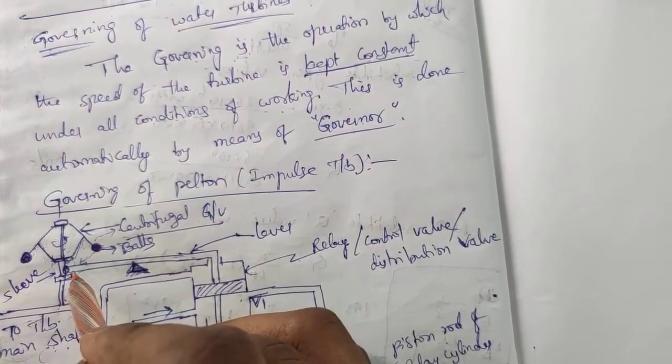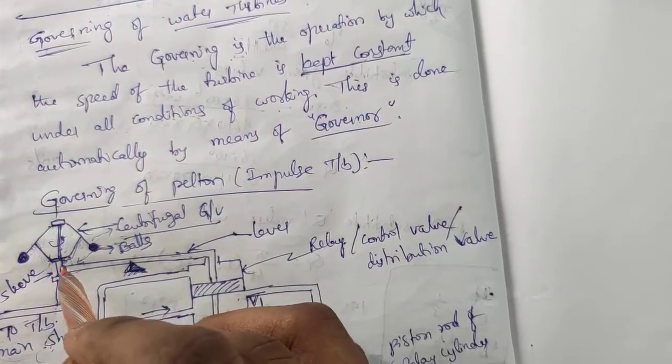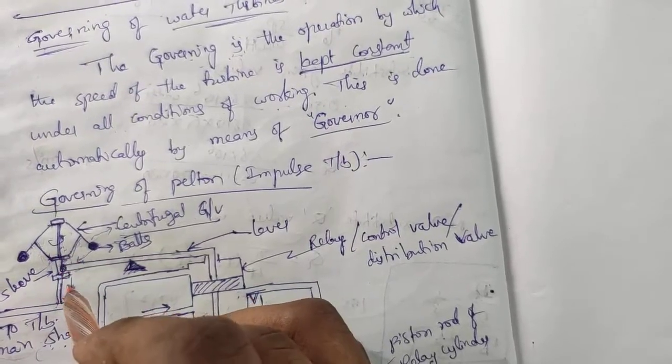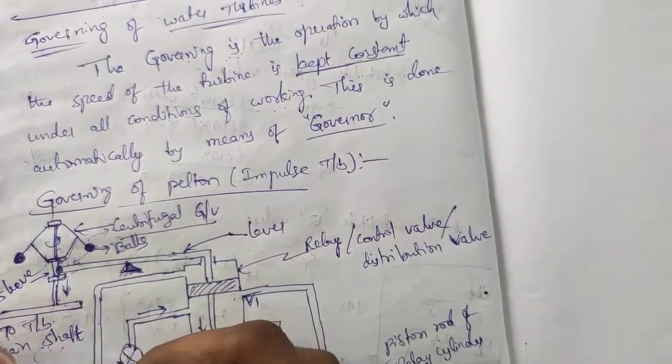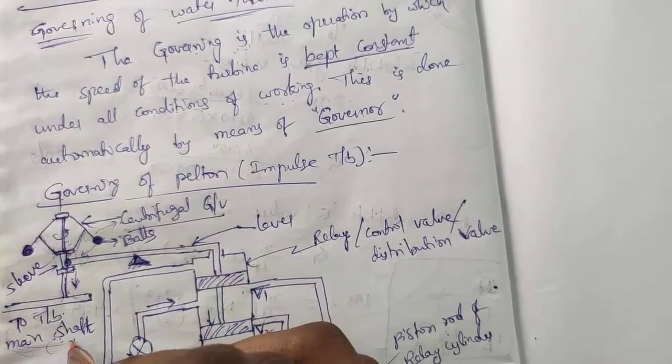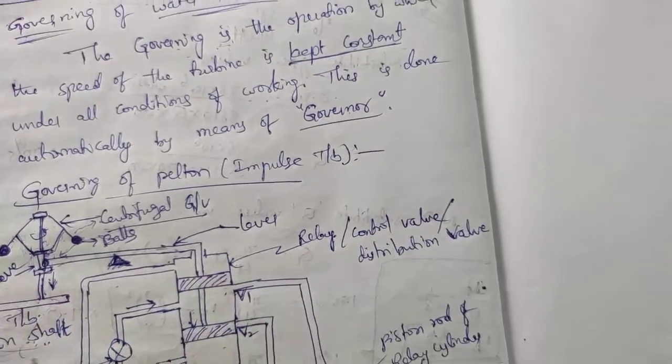So in this order the sleeve moves up and down according to the speed of the turbine shaft.